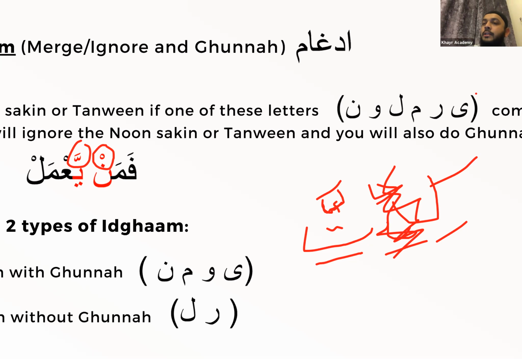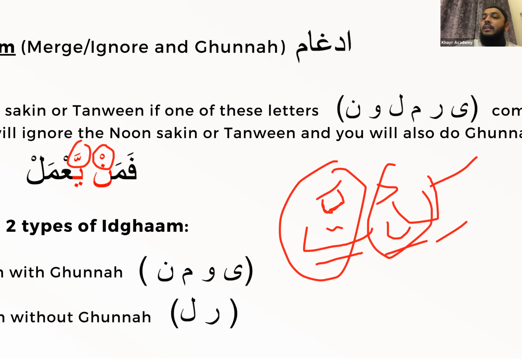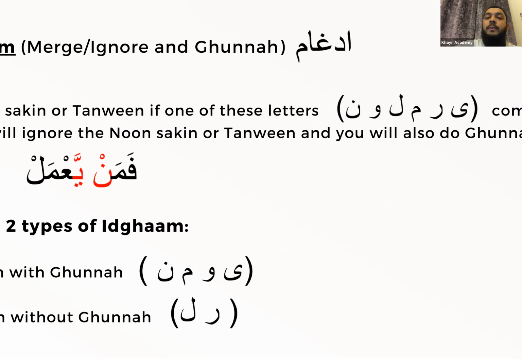Also, it's not one of these letters. Also, it's not after nun sakin or tanween. Is that clear? This ta didn't come after nun sakin or tanween, and this ta is not one of these letters, so it's not really idgham. Okay, but we do ignore, because after sakin, shadda comes. So we do ignore, but we don't do ghunna or anything. فَمَنْ يَعْمَلْ, is that clear with everyone?